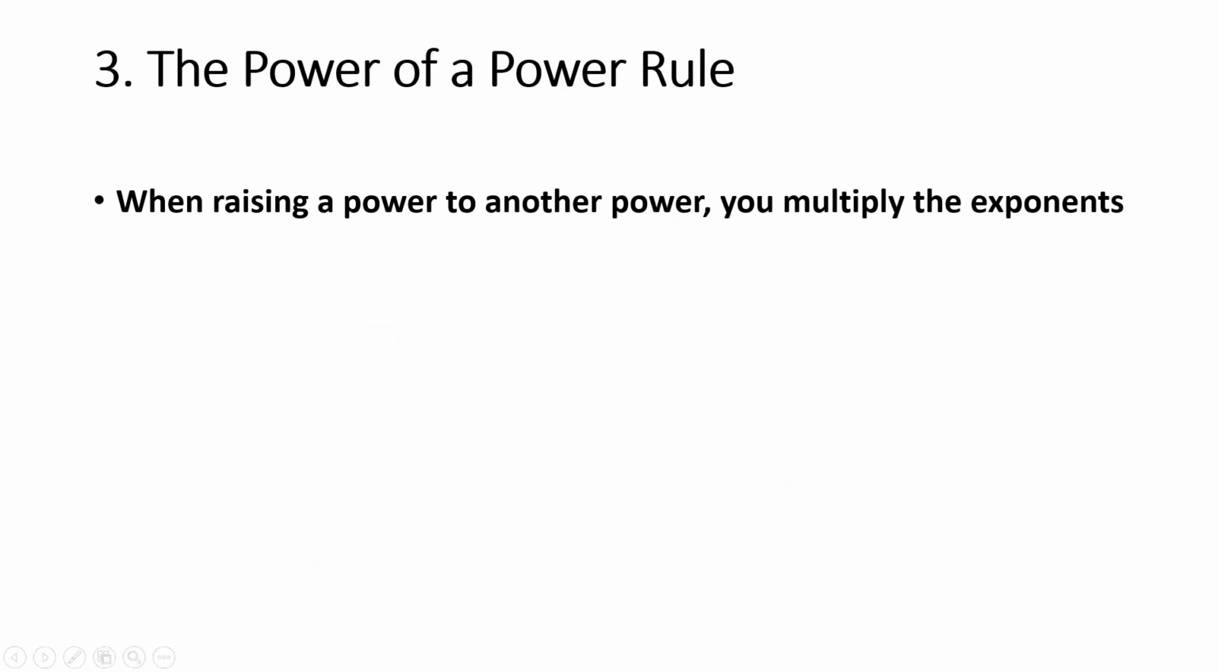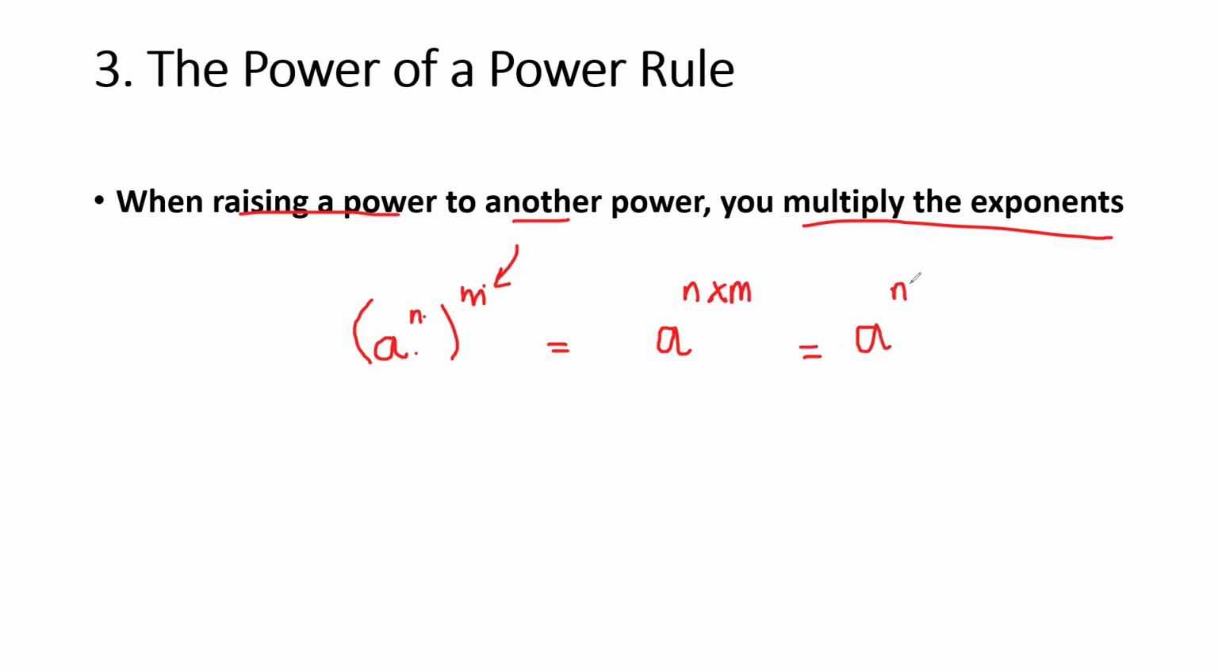Now let's see the third rule, the power of a power rule. When raising a power to another power, you multiply the exponents. So when you have a to the power n, but you raise it to another power m, you multiply the exponents. n and m will be multiplied here. So a to the power n times m, which means a to the power nm.